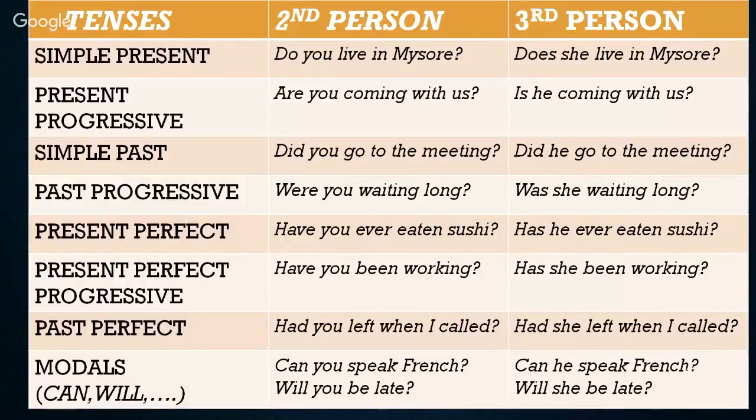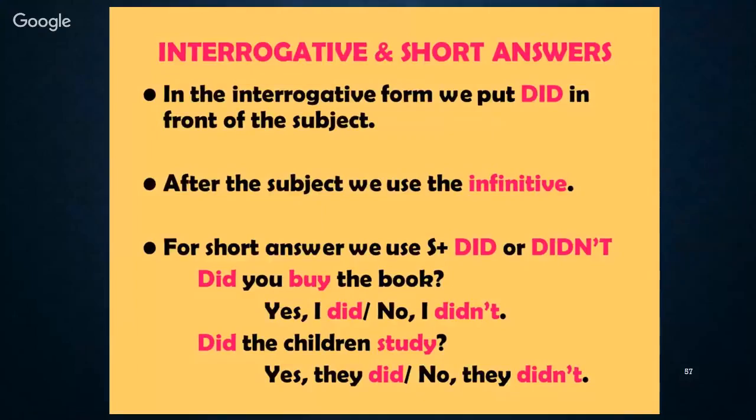Modals. Can you speak French? Can he speak French? Will you be late? Will she be late? Interrogative and short answers. In the interrogative form, we put did in front of the subject. After the subject, we use the infinitive. For short answers, we use yes plus did or no plus didn't.